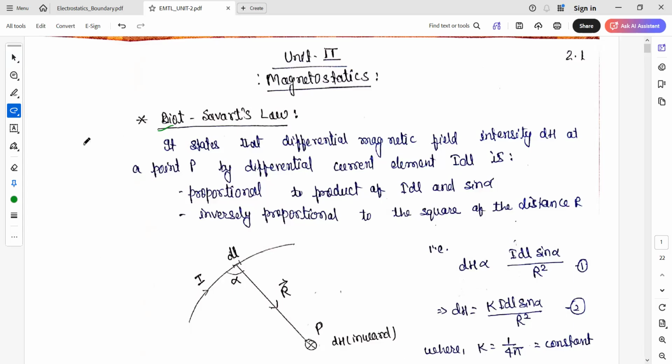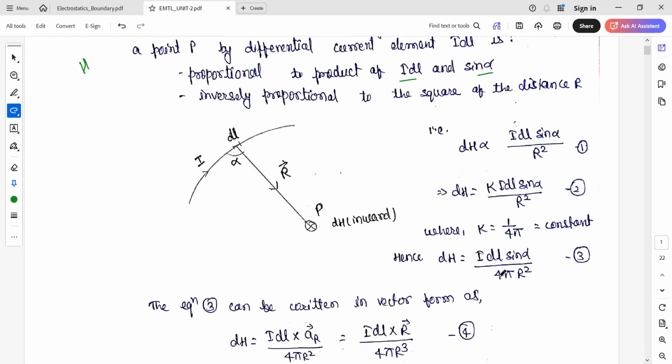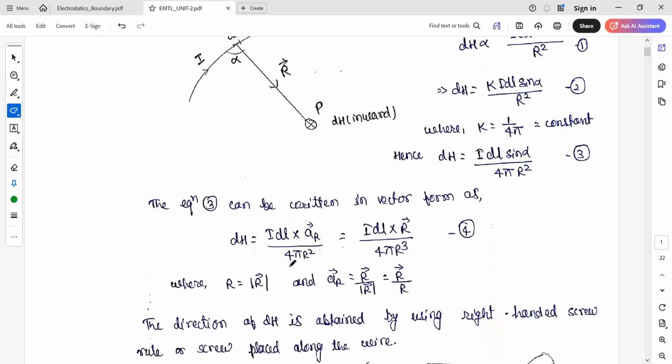It can be objective questions as well as long questions. So what is the statement of Biot-Savart's law? The magnetic field intensity dH is proportional to the product of I dl and sine alpha, and inversely proportional to the square of the distance between the differential element and the point. So dH is proportional to I dl sine alpha by r square. Finally, dH equals K into I dl sine alpha by r square, where K is the proportionality constant.